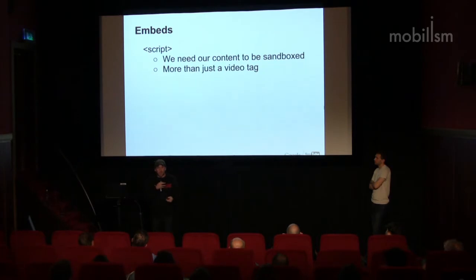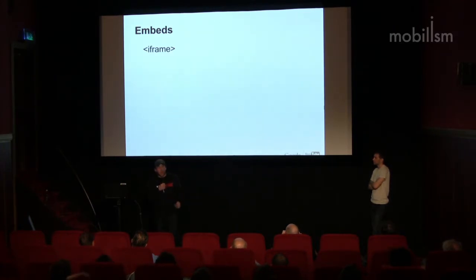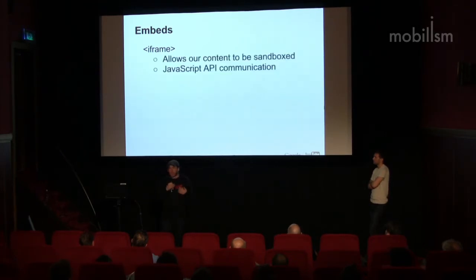We don't want the users, the embedders, CSS and JavaScript interacting with our player and screwing it up. So the script tag doesn't really work too well. Object tags are great. That's what we used to embed Flash for a long time, and you can do that with HTML content as well. But there's no way to interact with it in JavaScript, so this didn't quite work for us. We have an API that we wanted to support that we were going to keep using. So our last option was an iframe, and this has really worked out well. It allows our content to be sandboxed, and we can build our API to communicate with it as well.